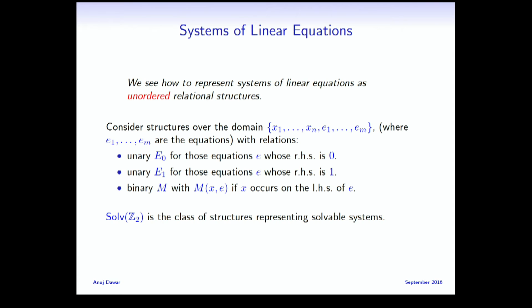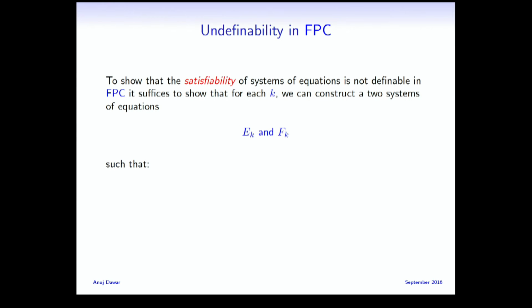And now the class of structures which represent solvable systems is a well-defined class of structures. And I ask, can I define this in FPC? I'm going to prove you can't. And it's clearly polynomial time decidable, because you just write this matrix out, do your usual Gaussian elimination, and it gives you the answer. So to show that you can't do this in FPC, what do I need to do?